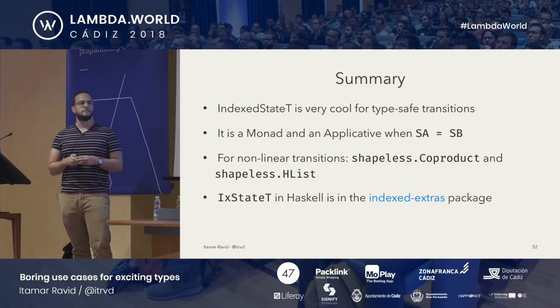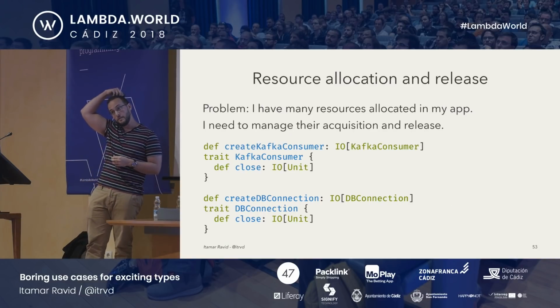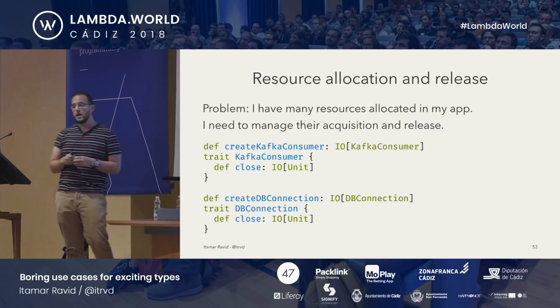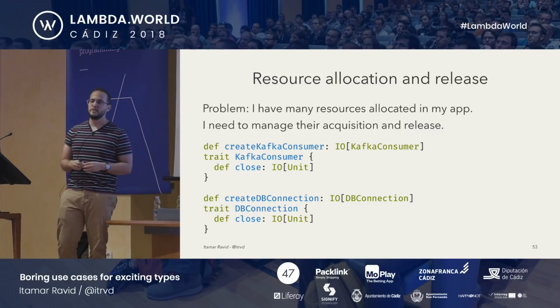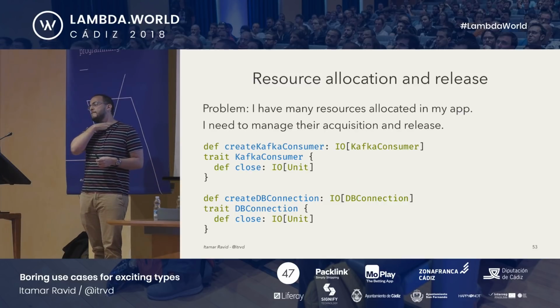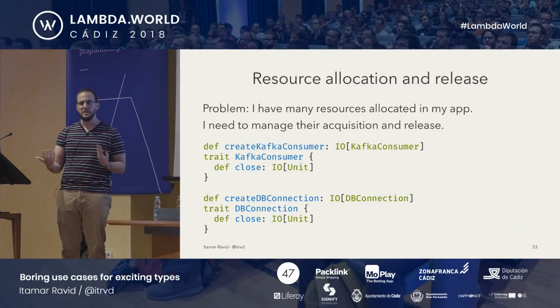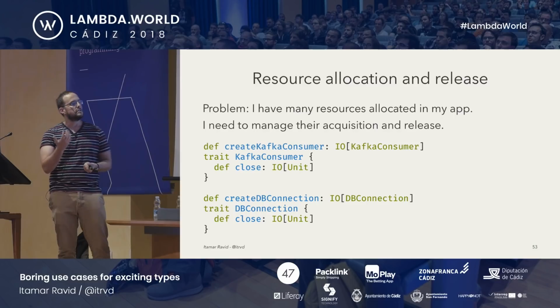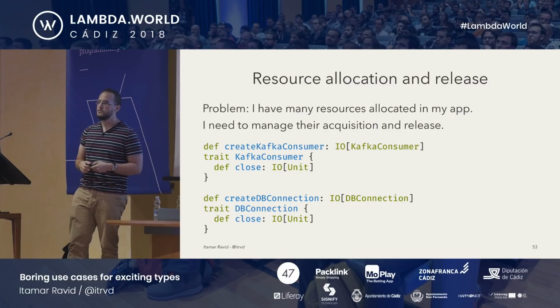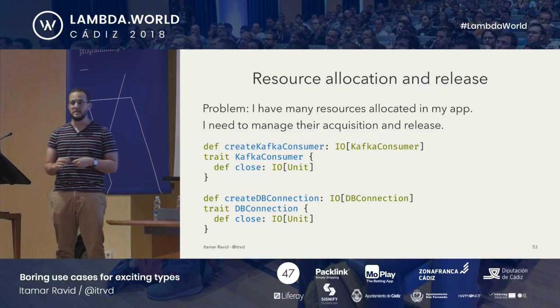OK, that's it for protocols. Let's move on to resource allocation and release. So the problem here, and this is my favorite example from the last year, is that I have many resources allocated in my app, and I'd like to manage their allocation and release. So for example, here are two resources that I allocated in my app, a Kafka consumer and a database connection.